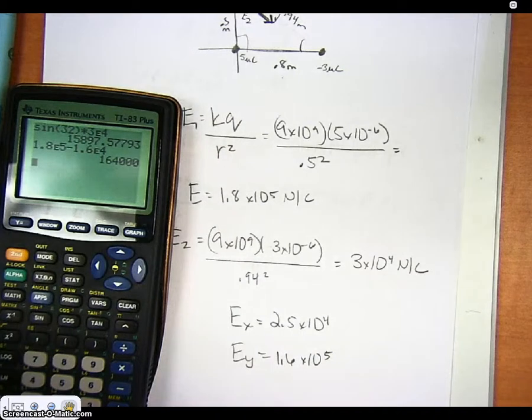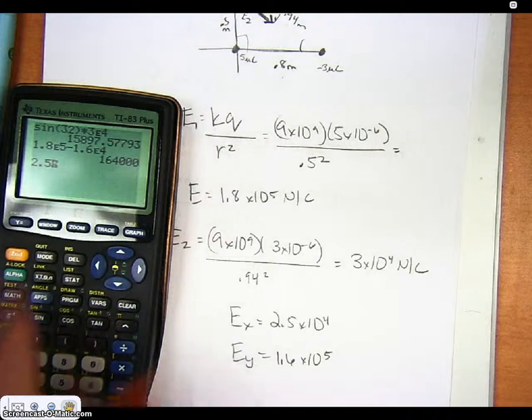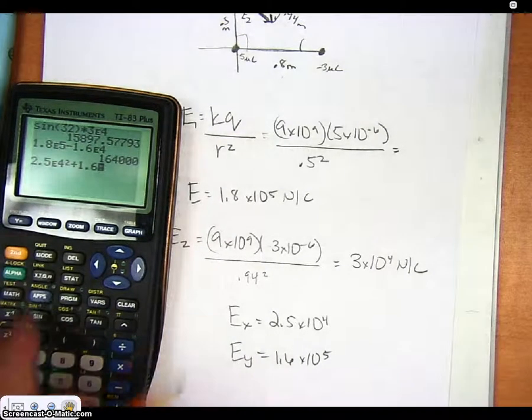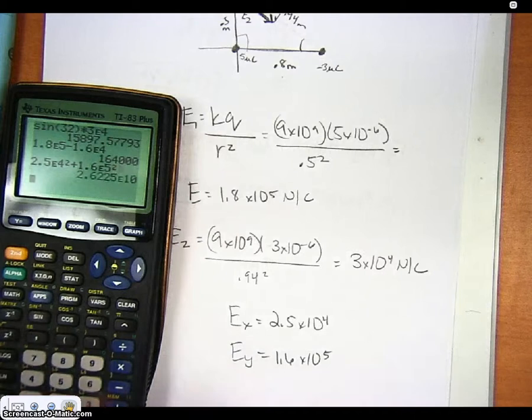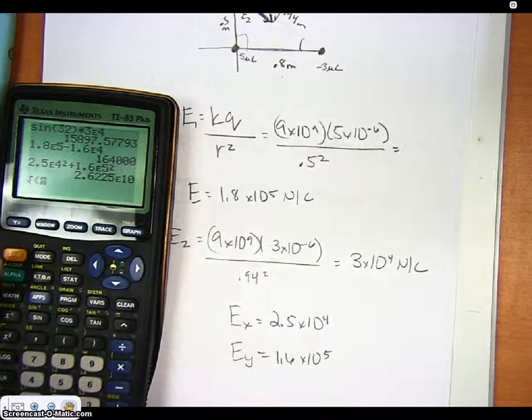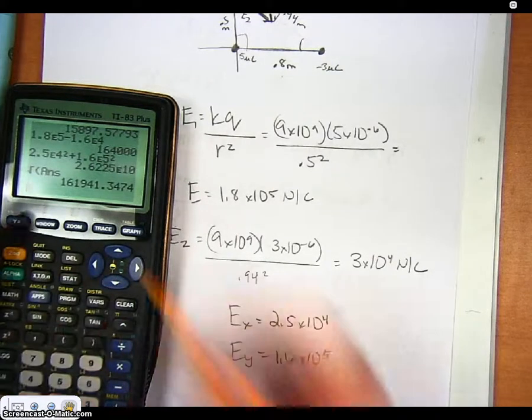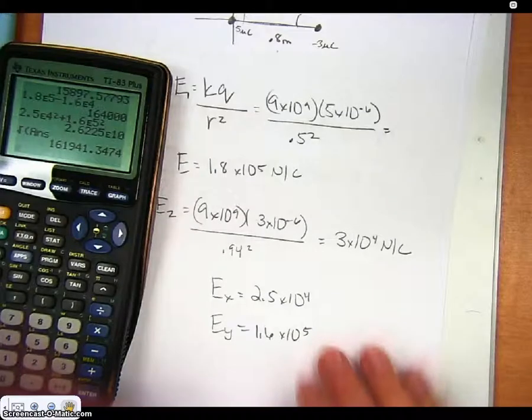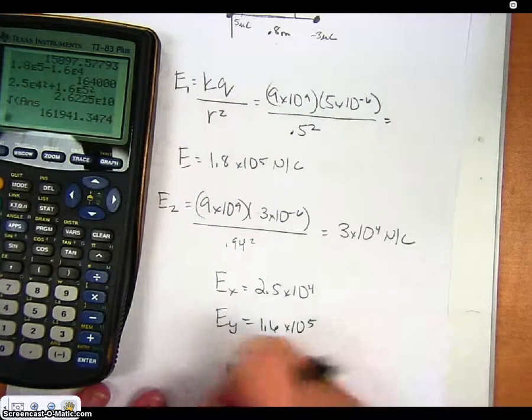So we just need to use the Pythagorean theorem to find the resultant. We've got 2.5e4 squared plus 1.6e5 squared equals, and then square root, and it gives me 1.6 times 10 to the 5th.